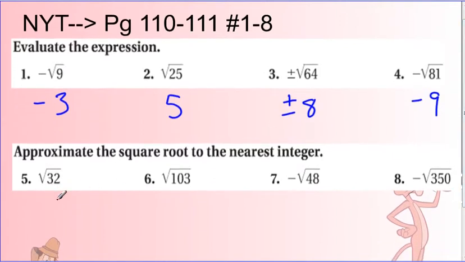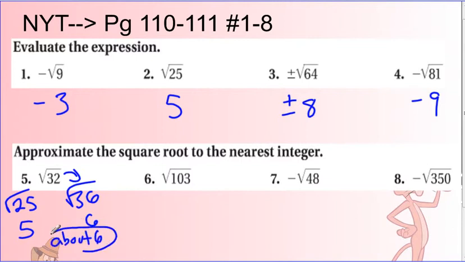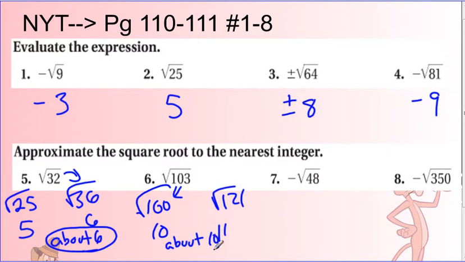Take some more time. So, what perfect squares are around 32? You've got 25 and 36. This one gives you 5. That one gives you 6. 32 is closer to 36, so we say about 6. Number 6. Around 103, let me think, we've got 100 at 10, and bigger than 10 is 11 at 121, and 103 is definitely closer to 10. About 10.